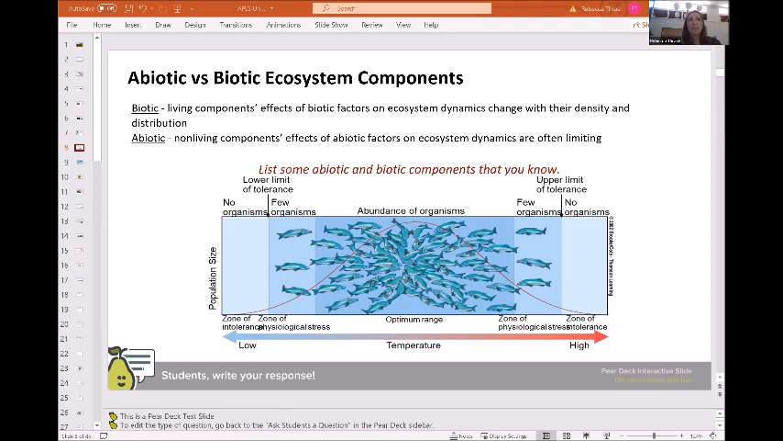Yeah, temperature and precipitation, that's perfect. Those are very important abiotic factors. Sunlight, absolutely, that's abiotic. Water availability, that's abiotic, so that would be precipitation. Atmospheric conditions, absolutely. Wind, those are abiotic.